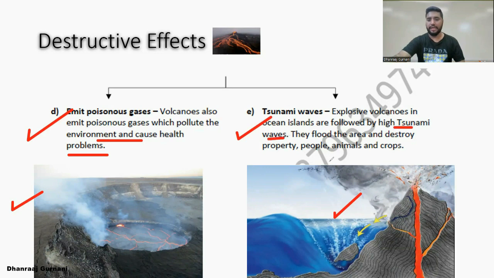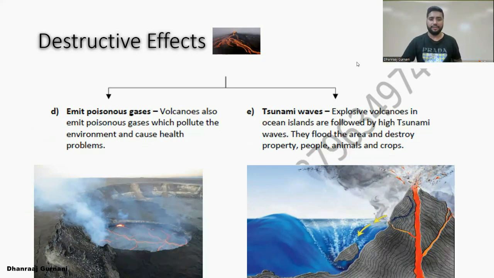They flood the area and destroy property, people, animals, and crops. Tsunamis destroy property, people, animals, and crops, and these tsunami waves are caused due to volcanic eruptions which are close to ocean islands. This completes all your 5 destructive effects of volcanic eruptions. Here we are showing negative sides of volcanic eruptions.